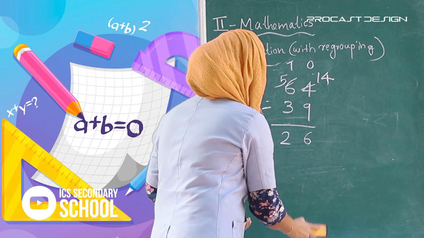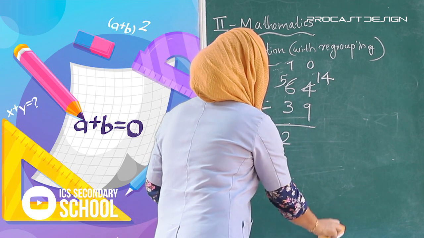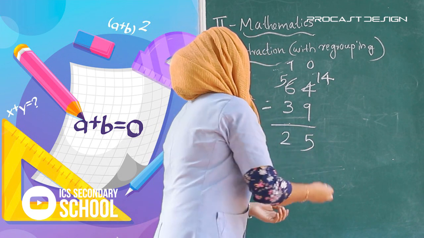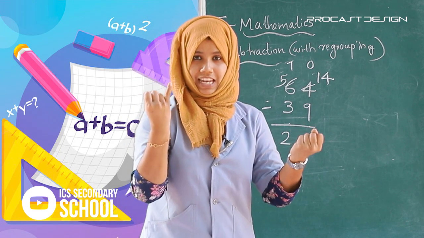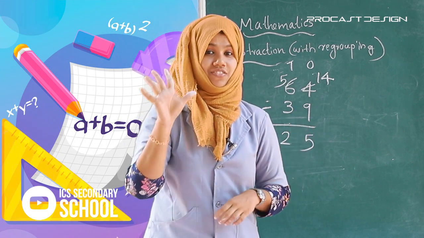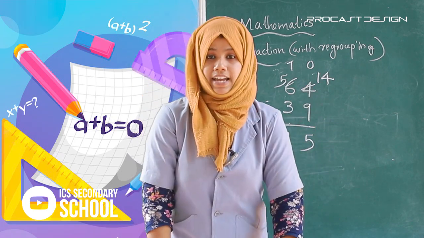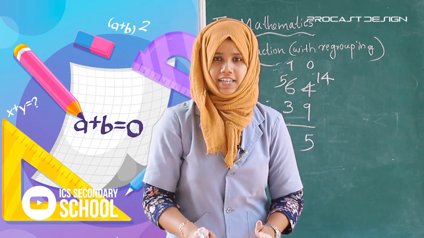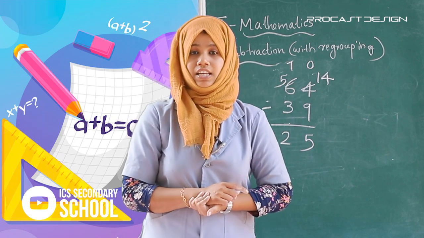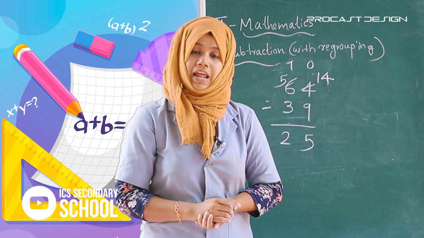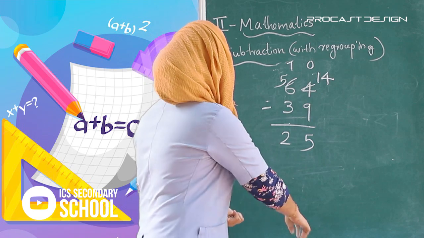Sorry, it is 5. After 9: 10, 11, 12, 13, 14. We get 5. Sorry, it's my mistake. So 14 minus 9 is 5. Okay, is it clear? So this is about subtraction with regrouping.